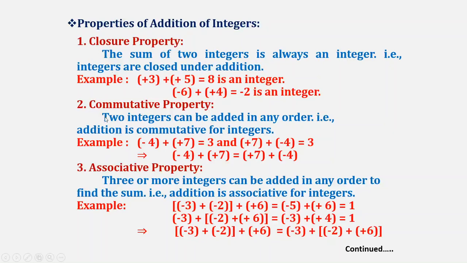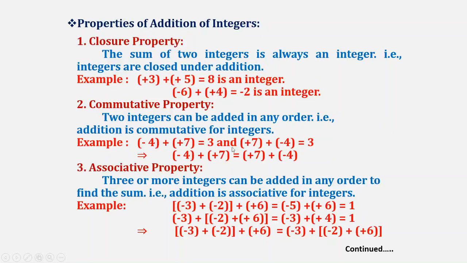So next, commutative property. Two integers can be added in any order. That is, addition is commutative for integers. If you add any two integers, you will get the same answer if you add them in any order. So first I am taking minus 4 and plus 7. Minus 4 I am taking as the first number and plus 7 as the second number. After adding them, you will get plus 3.